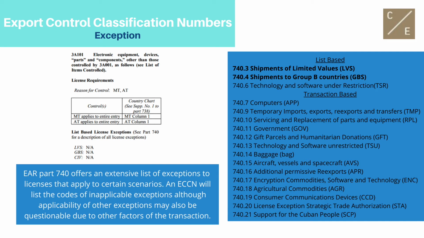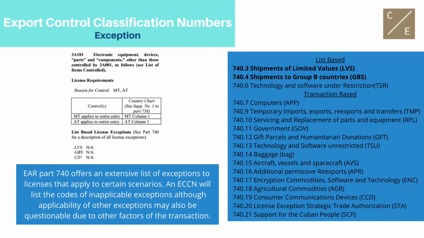LVS, which is the shipment of limited values, is found as 740.3 of the EAR. GBS, which is the shipment to Group B countries, is found as 740.4 of the EAR. CIV is several end users. This exception will no longer be used at all after June 29, 2020, so it is left off the list that is given. Given is a list of the most commonly used exceptions.